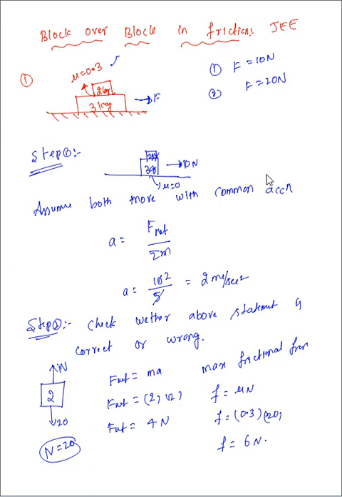So what we assumed is wrong here. Why? Because on the 2 kg block, how much force is acting? 4 newton is acting. But in the backward direction, who is acting? Friction. The frictional force is more than the applied force on the 2 kg block, which means the 2 kg block is not moving at all. Therefore, what can we tell here? The 2 kg block will not move over.